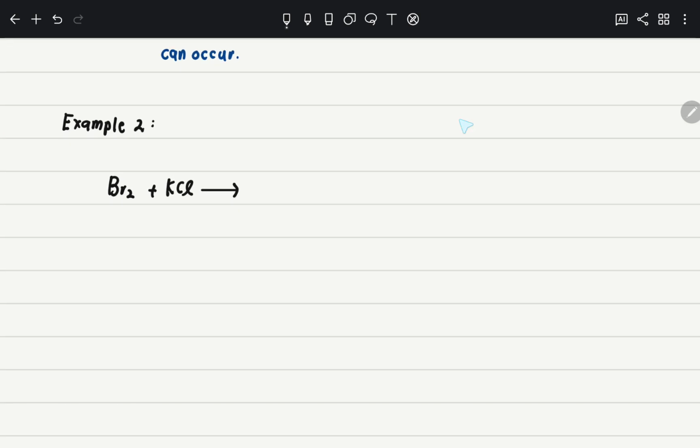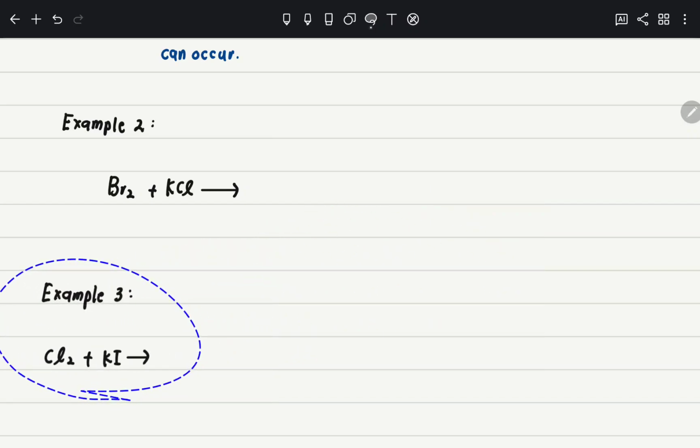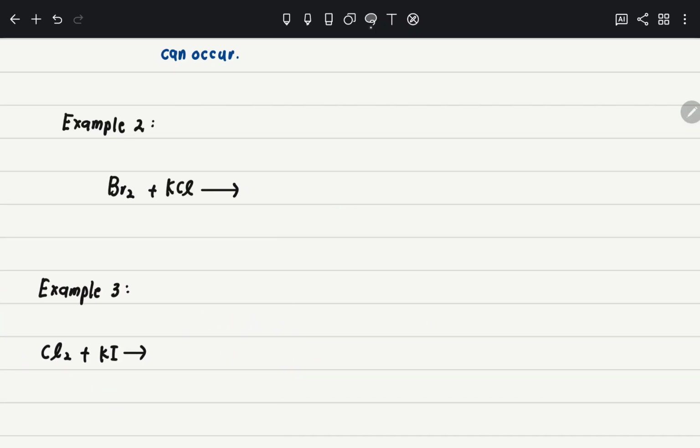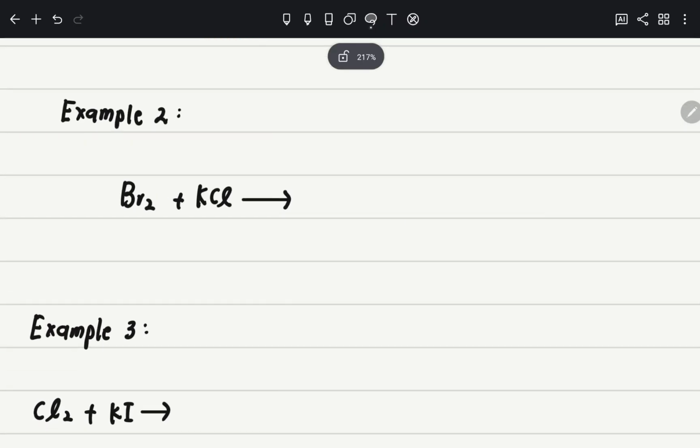Example 3, I have Cl2 and then I have KI. Okay, it's fine, I'll bring it here. So the first one, do you think the reaction can happen or cannot? The issue is between whom and whom? Bromine and Cl.